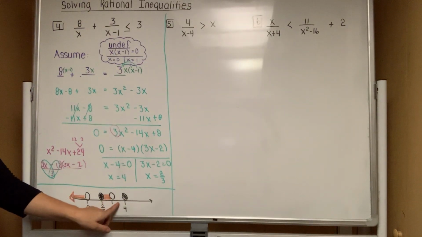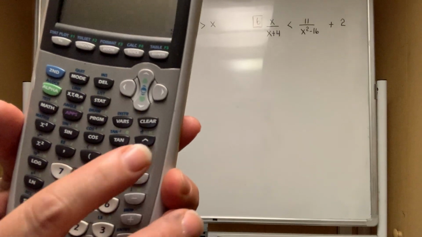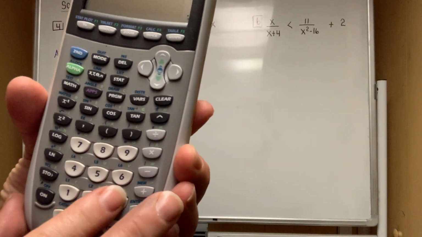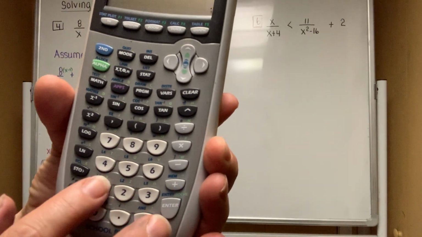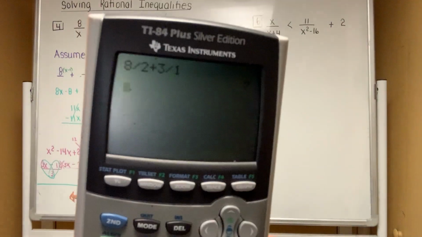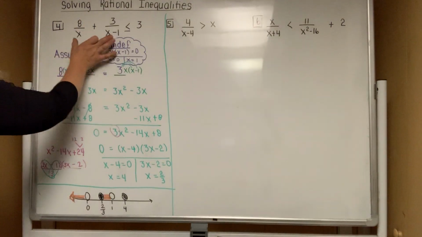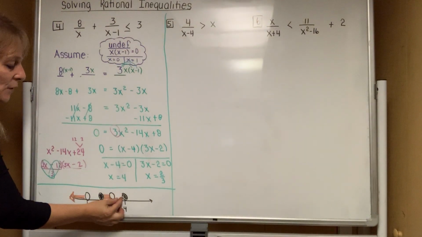This time I'm picking the number 2. So I go to my calculator, I clear it out, and the first one is 8 divided by 2 plus. The second one is 3 divided by, and 2 minus 1 is 1. When I hit equals, my answer is 7. The number 7 is not less than or equal to 3, so do not shade where 2 is.